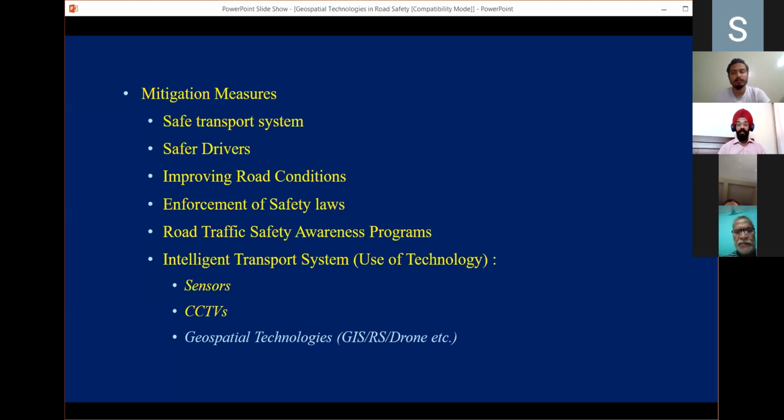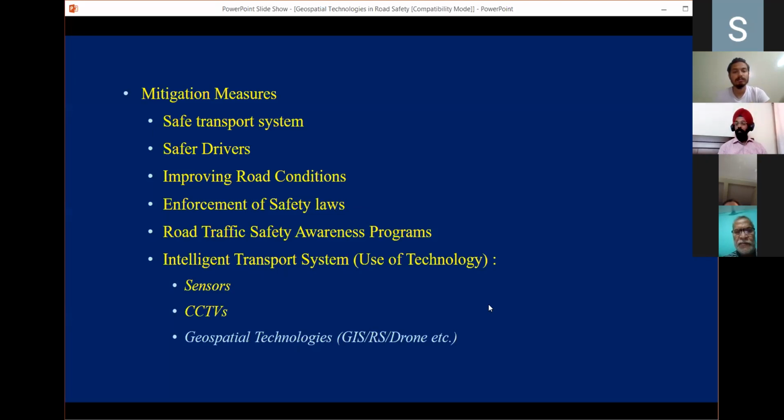And I have already discussed that this is an alarming situation. Road accidents are even more than the total number of deaths in the wars. So we must understand and take care of these things. Although there are a number of mitigation measures, right now I'm talking about the intelligent transport system. Most of us are aware that intelligent transport system basically means that we are using the latest, advanced technology, just like sensors, CCTVs, or geospatial technology.